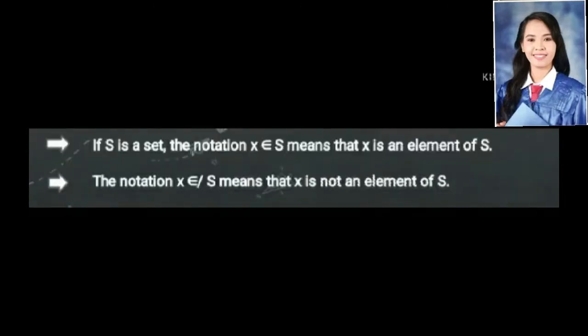This notation means x is an element of S. So, how do we read these symbols? We can read this as x is an element of S. As you can see, the name of our set is written in capital letters. And the next notation means that x is not an element of S. So these symbols mean that x is not an element of S. And also, how do we read these symbols? We can read this as x is not an element of S.